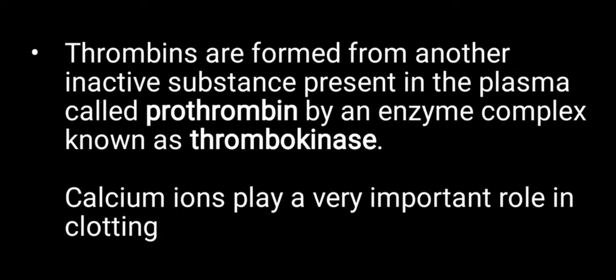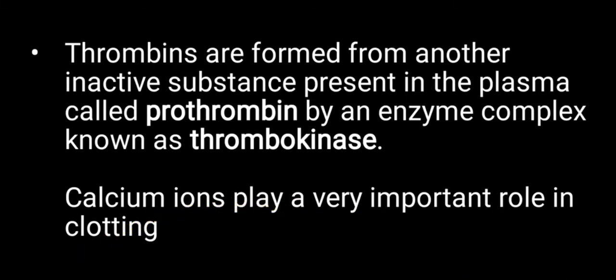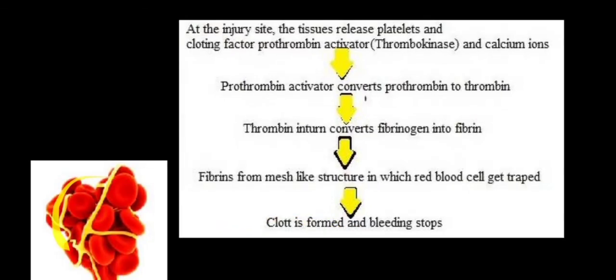Thrombin is formed from another inactive substance present in the plasma called prothrombin by an enzyme complex known as thrombokinase. So thrombokinase helps in the conversion of prothrombin to active thrombin. And we just studied that thrombin converts the fibrinogens to active fibrin. In addition to it, calcium ions play a very important role in clotting. We can see the picture of a clot which is formed with the help of platelets and fibrins.